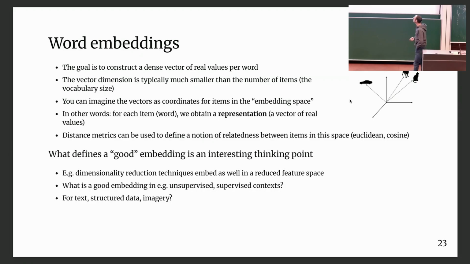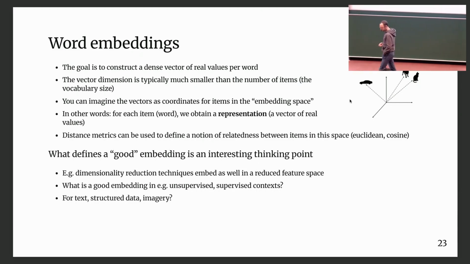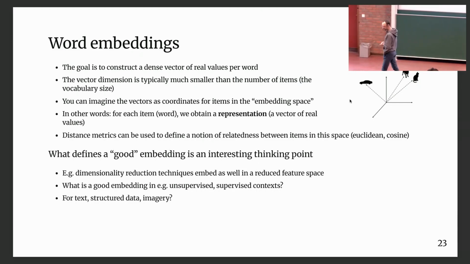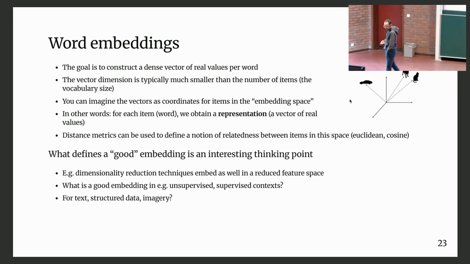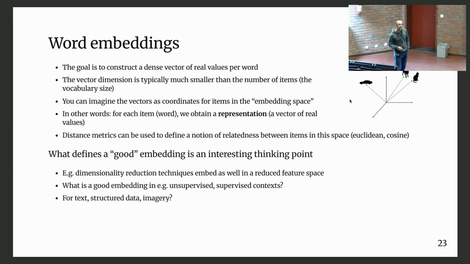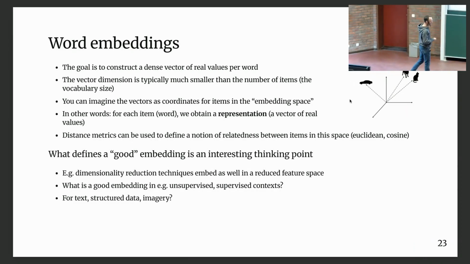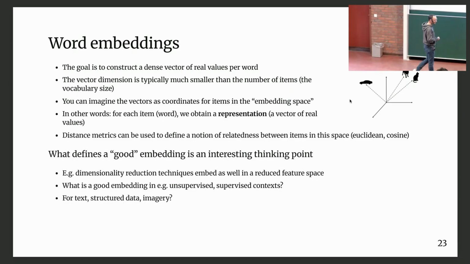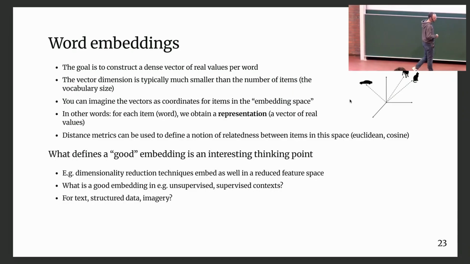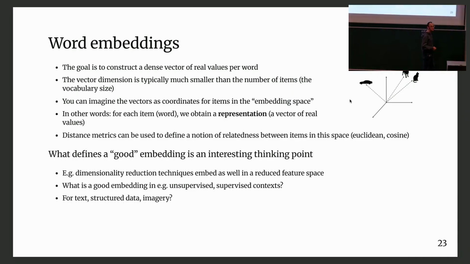Meaningful meaning that I could use a distance metric to define notions of relatedness between the items in this space, like Euclidean or cosine distance metric again. But again, what really is a good embedding depends a little bit on the downstream task. We will see in a second that the embeddings we learn for our words do so based on a self-supervised mechanism. But depending on what your task is, you might choose to construct embeddings or representations for your words that are better for the downstream task that you have at hand.